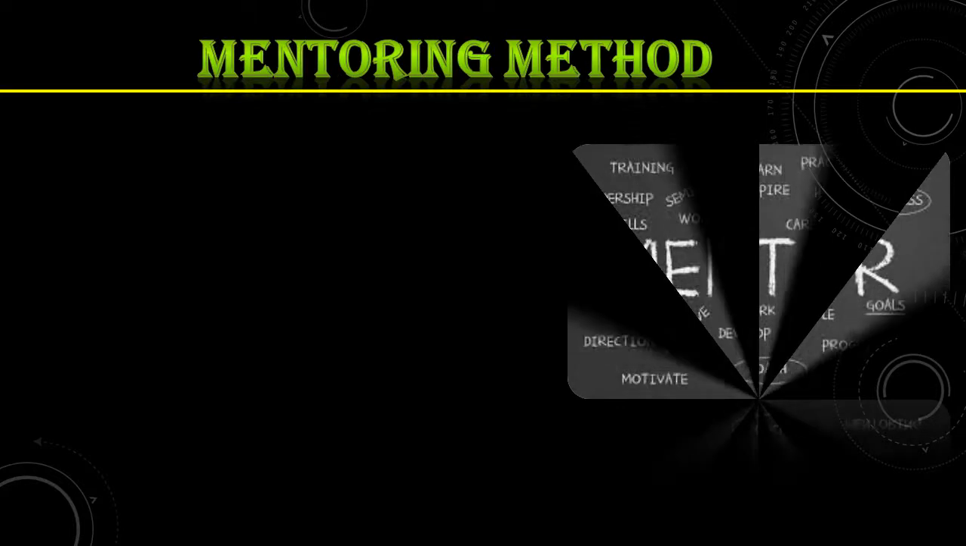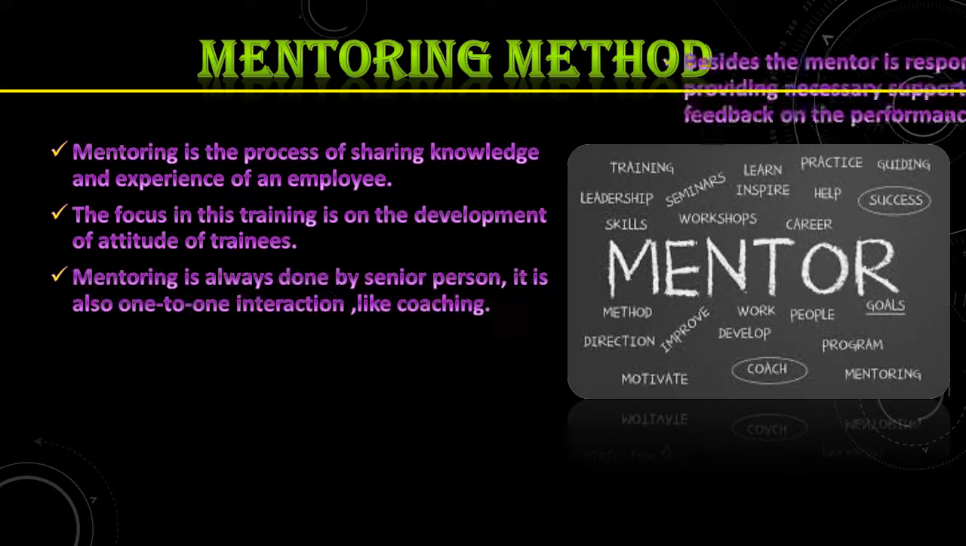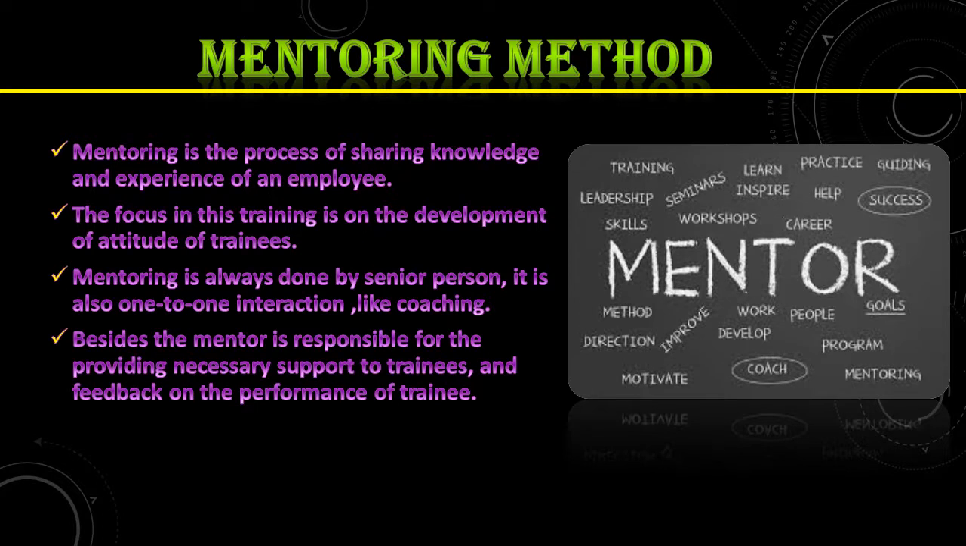Next method is the mentoring method. Mentoring is a process of sharing knowledge and experience of an employee. The focus in this training is on the development of attitude of trainees. Mentoring is always done by a senior person. It is also one-to-one interaction. So this type of training will be given by senior persons. It is one-to-one interaction like coaching. Besides, the mentor is responsible for providing necessary support to trainees and feedback on the performance of training.